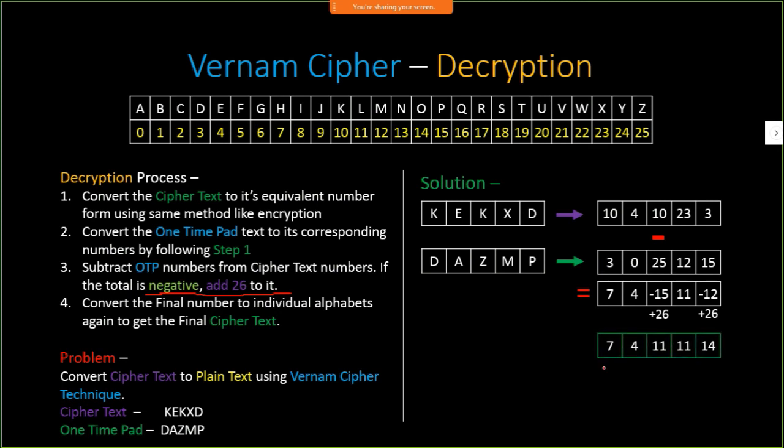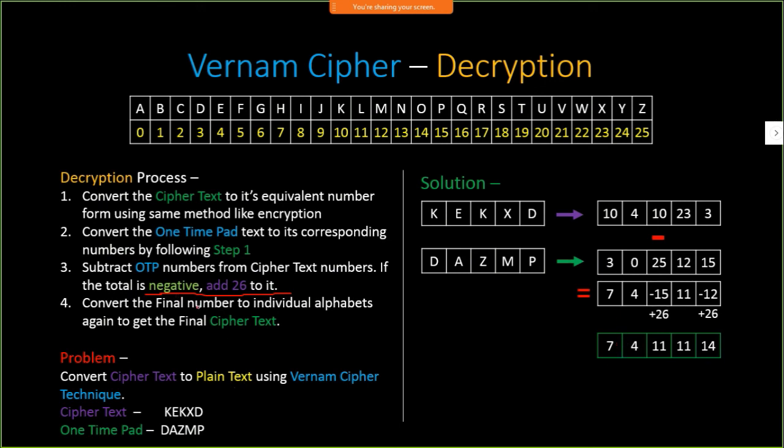So we got that number. Minus 12 plus 26, it is 14. 11, as it is written on this. Minus 15 plus 26 is 11. 4, 7 and 7. That is written.